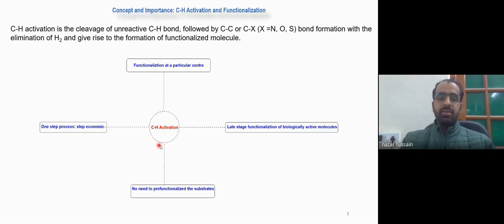The importance of CH activation is that it is a one-step process, so it's really atom economic and step economic. In order to activate a particular center, CH activation works, so functionalization at particular centers can happen by utilizing this strategy. Another important feature is that there is no need to pre-functionalize the substrate. Late-stage functionalization of biologically active molecules also takes place by utilizing these reactions.